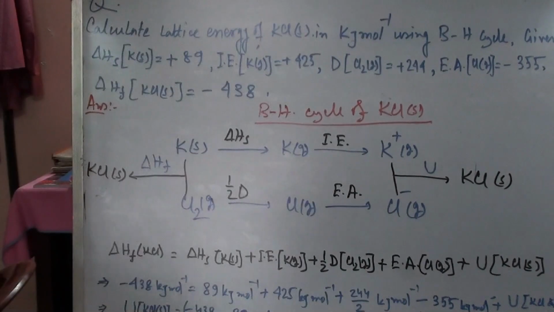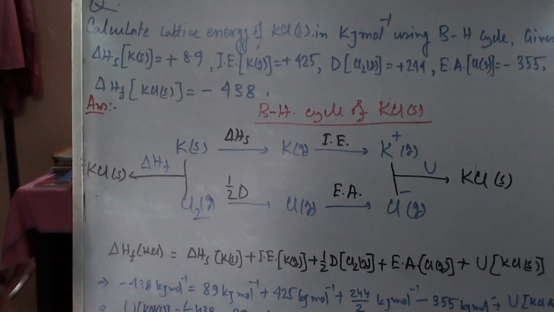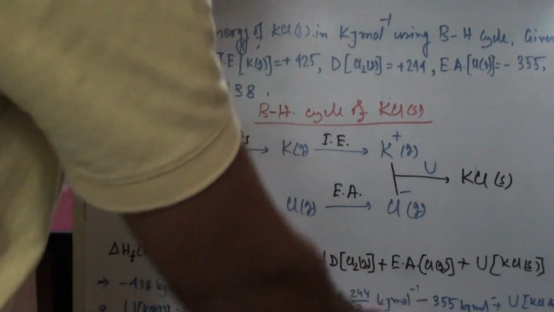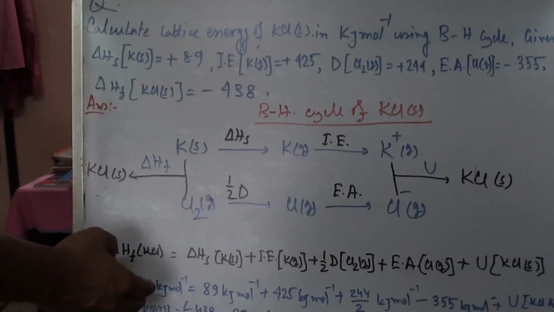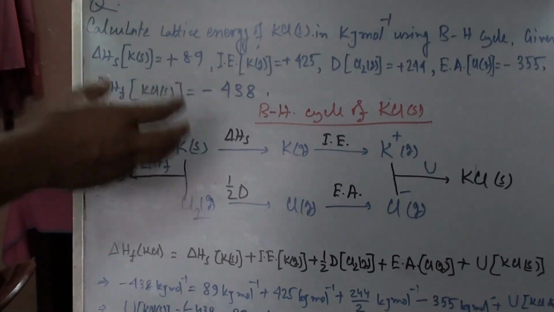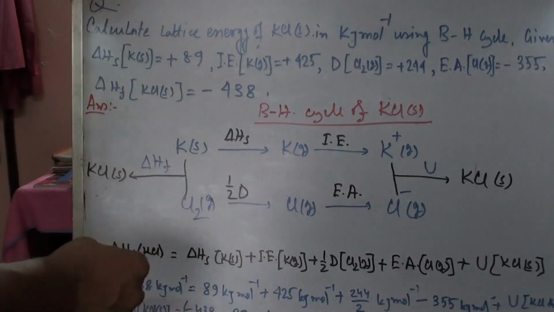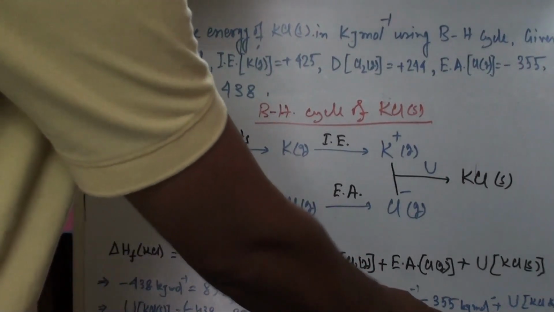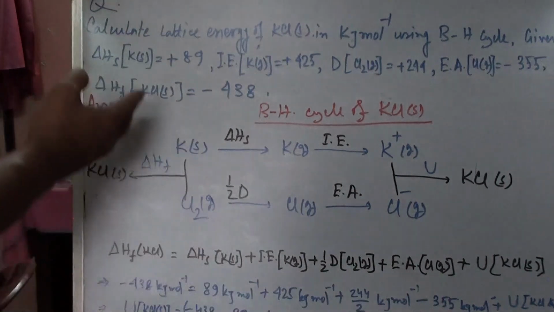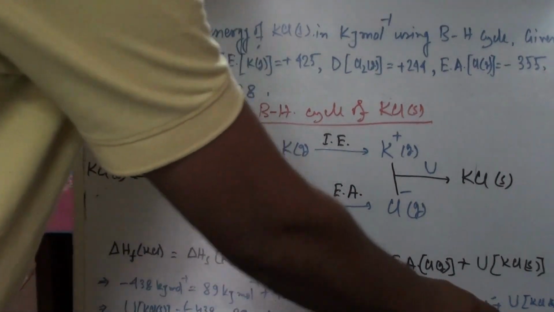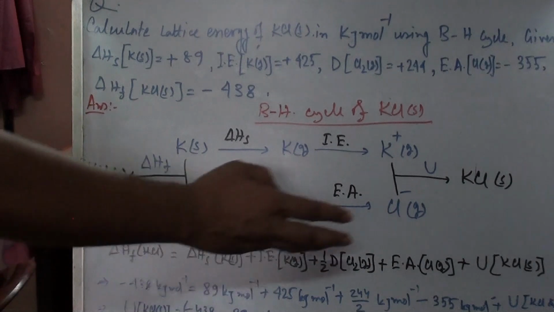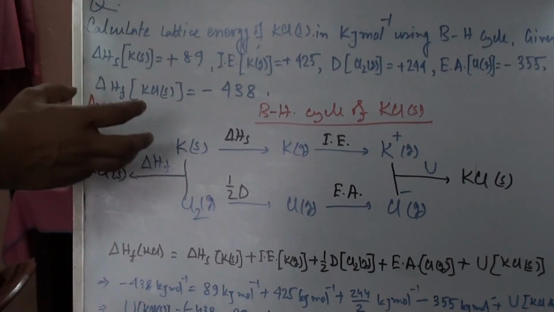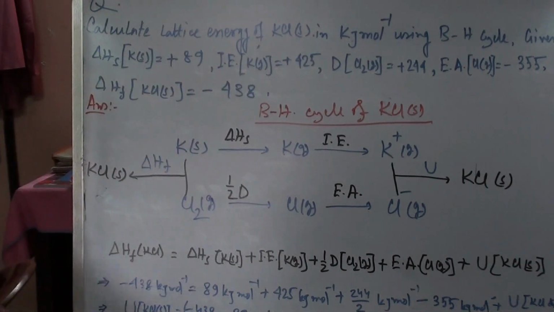So we can see lattice energy is a minus value. Lattice energy is released from the lattice when it is formed from its constituent ions. So here also we get minus 719 kilojoule mole inverse for the KCl lattice. So this is our lattice energy of KCl solid applying the Born-Haber cycle.